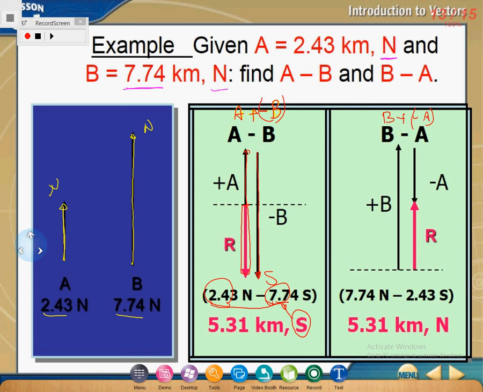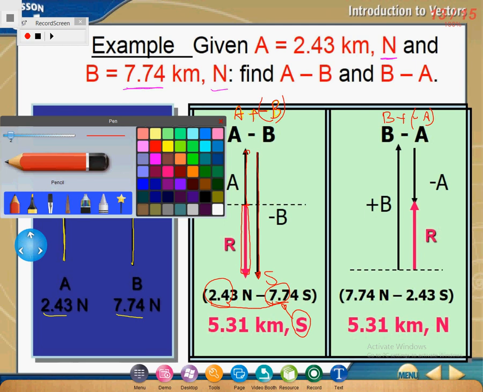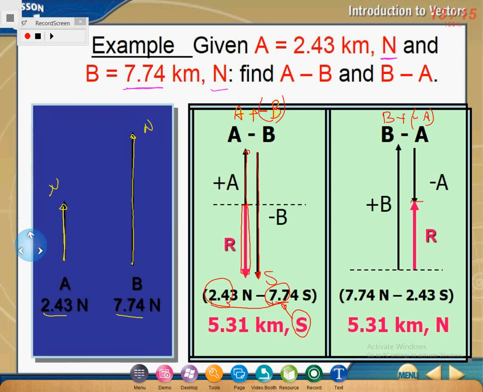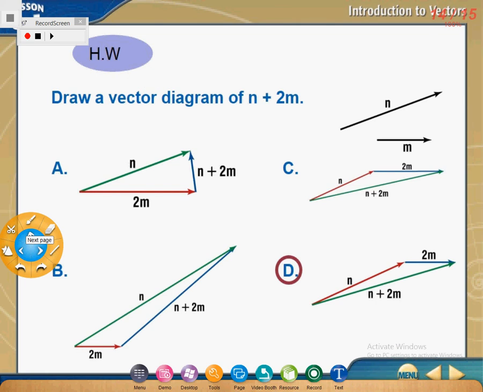So, this is the resultant here. 1 minute, where's the pen? This is R, so 7.74 minus 2.43, the answer is 5.31. It's going north, means going up, because again, B is greater and it will go to the direction of the greatest one. Now, this is your homework.